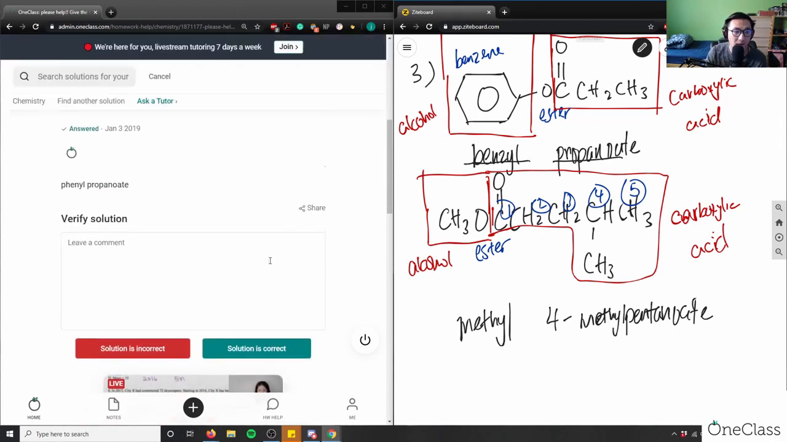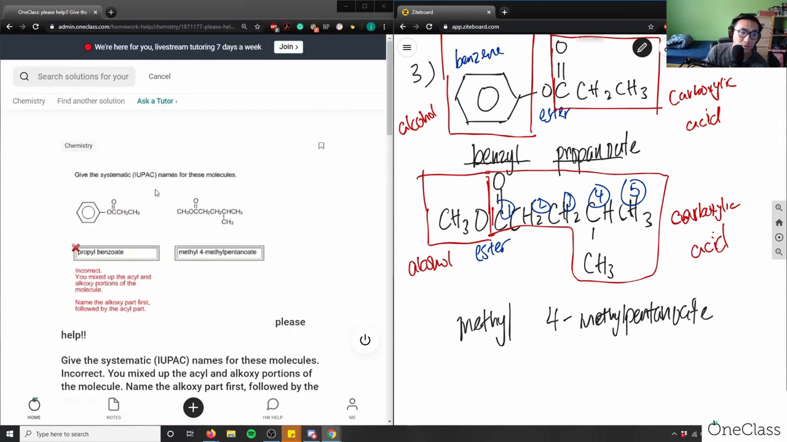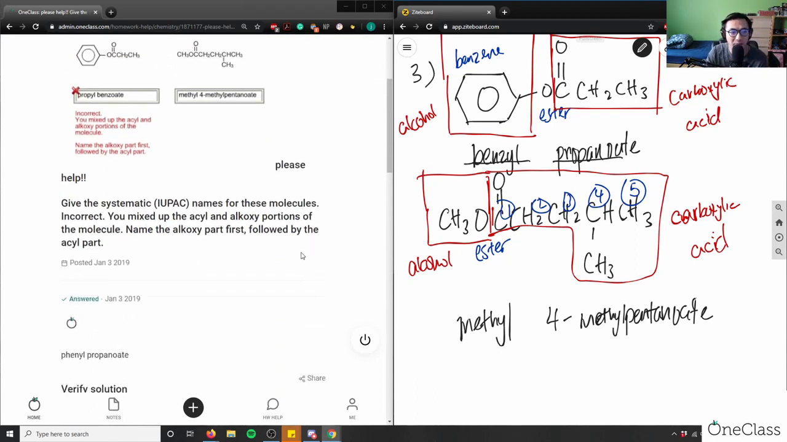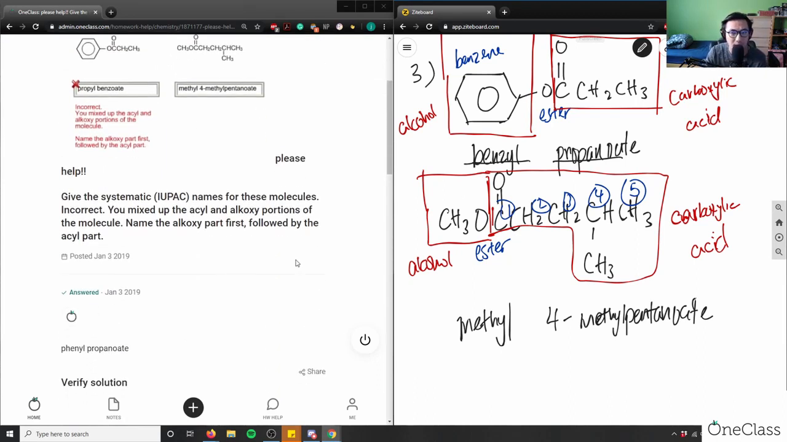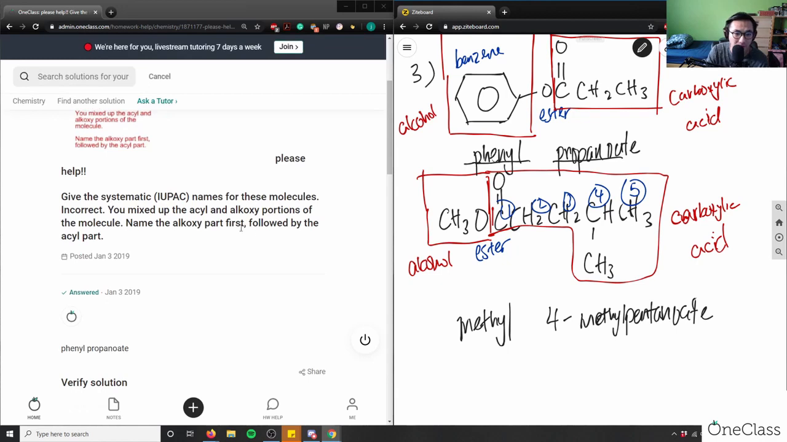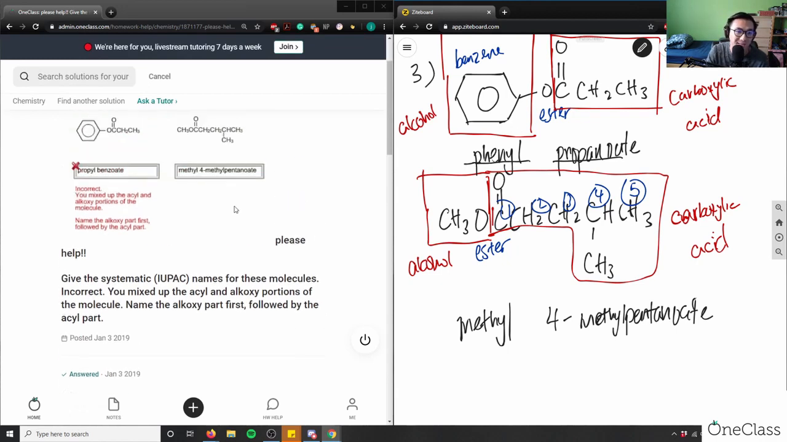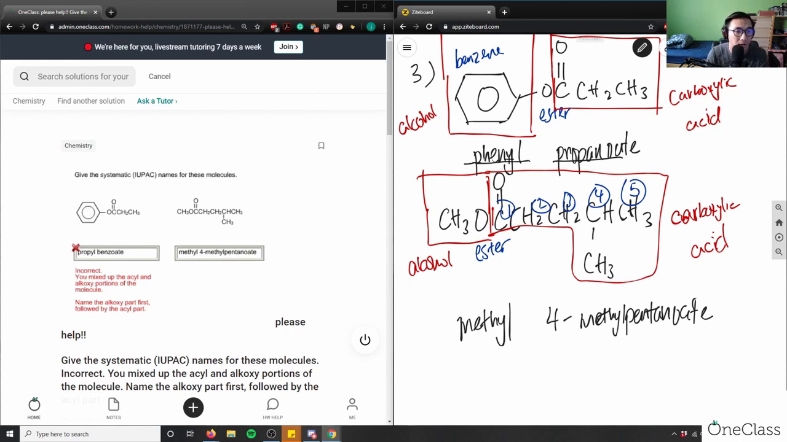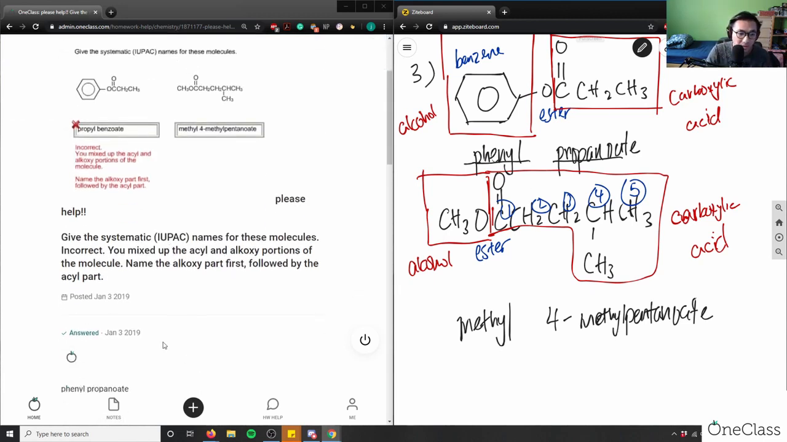So in this case, for the first one, you can say phenyl propanoate or benzyl propanoate. I believe it's the same IUPAC name. But in this case, I think I actually like phenyl better, because I think benzyl is only the common name. For IUPAC, I try to avoid using the common names, because it did ask for the IUPAC name. Benzyl is more of a common one versus phenyl. So this here is phenyl propanoate. Here is the correct answer. So the answer to the question is phenyl propanoate.